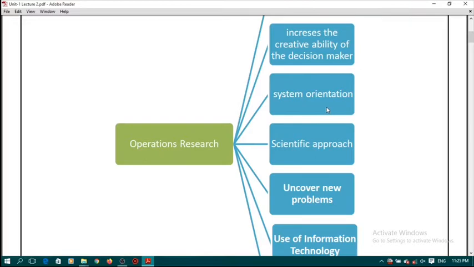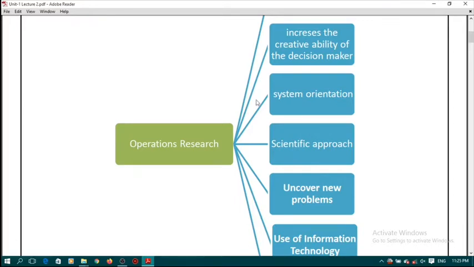Operation research is system oriented. The system is everything there. That particular problem is everything there. The system, how it works, is everything there. It's not about one single person or one single product. It is all about the whole system, how it works, and the final solution.